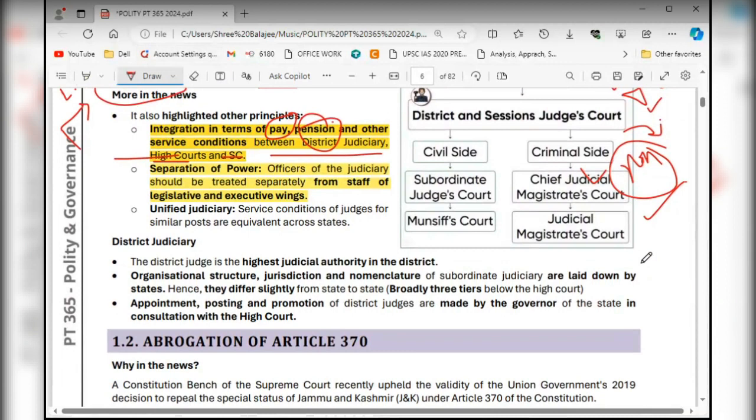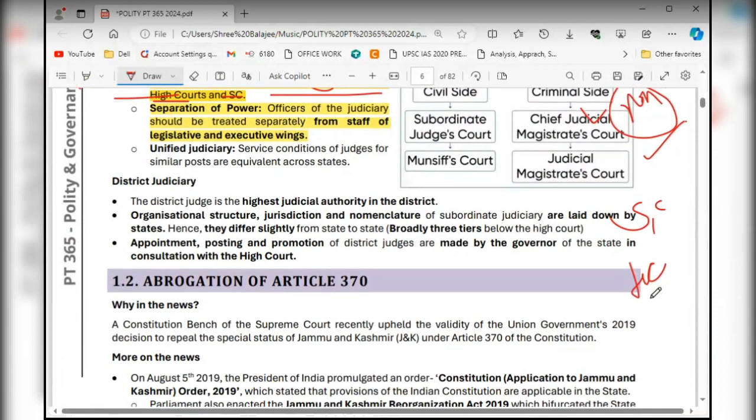For example, we know that the SC comes first, then comes the HC, and then comes the district courts. So district courts come here. So you can see a kind of integration. In India, we have an integrated judiciary as well. Integrated judiciary means rules will flow from the high level of the hierarchy to the lower level.